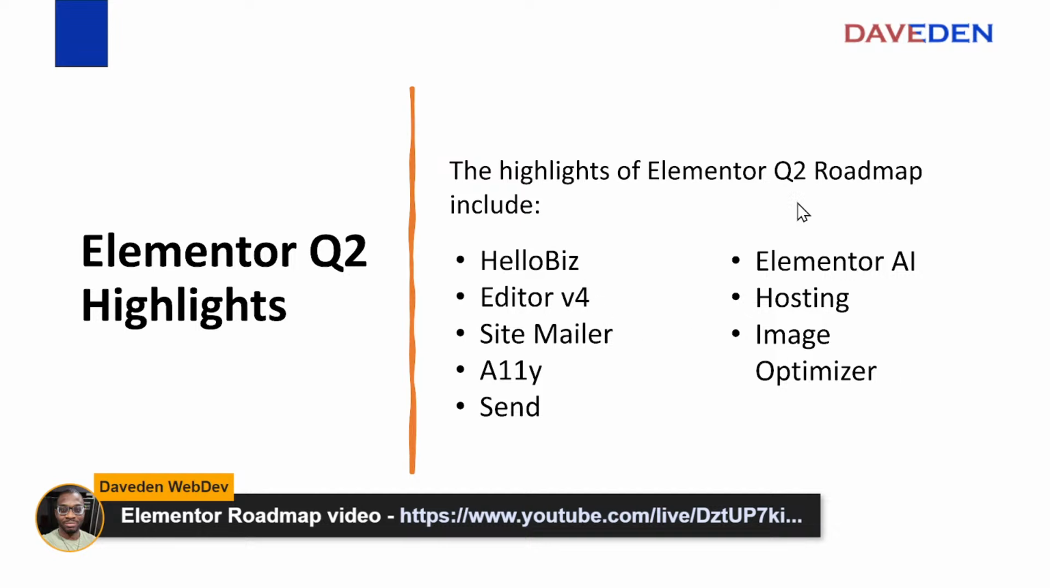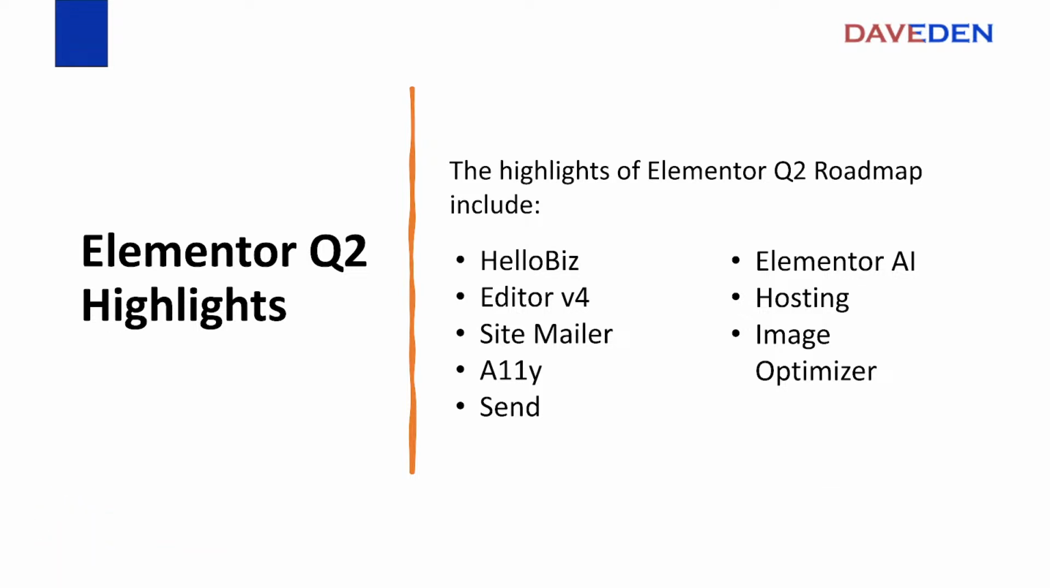And yeah, so the main highlights of the whole video is about Hello Bees, the editor v4, which is the main one that everybody was concerned about. Then we also have the Elementor AI. They've made some improvements to the AI. We have the hosting, made some improvements there as well. Site Mailer, Image Optimizer, the Ali plugin, and Send. So those are the key bits of information that were released recently.